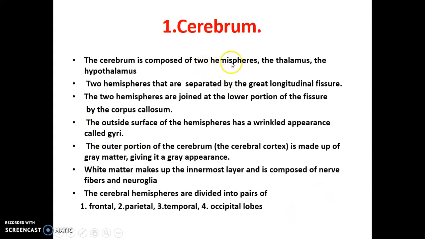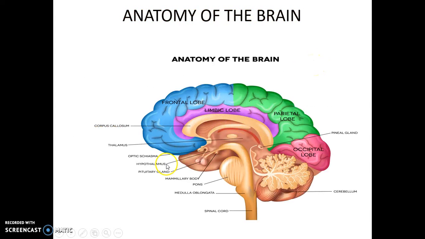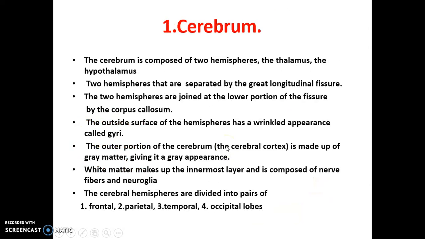So the cerebrum is composed of two hemispheres. Then there are the thalamus and hypothalamus. Here is the thalamus and here is the hypothalamus. The two hemispheres are separated by a great longitudinal fissure. The two hemispheres are joined at the lower portion of the fissure by the corpus callosum. So the corpus callosum connects the right and left hemispheres.